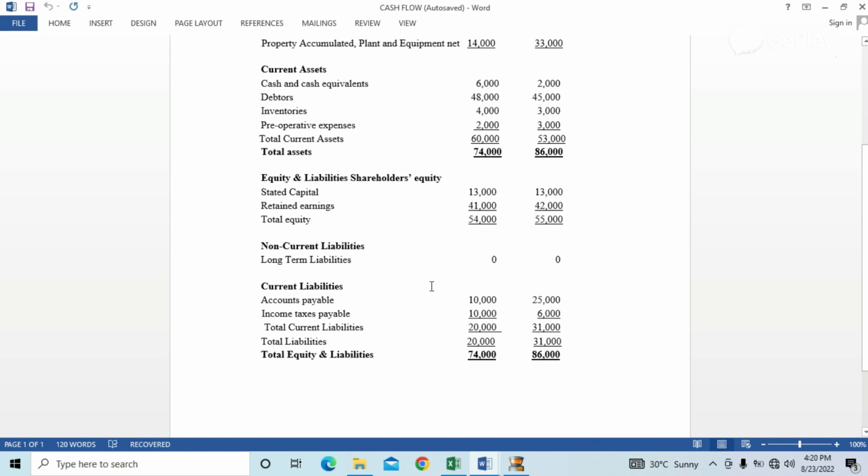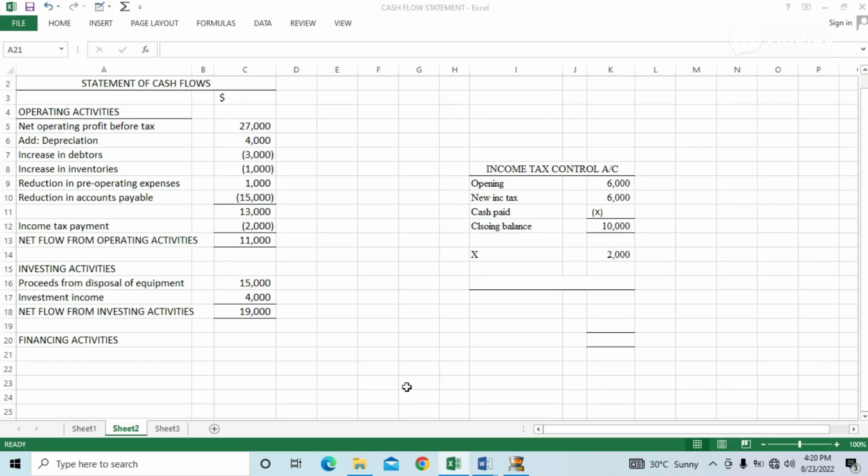For the long-term liabilities too, there is no change, 0. Where there is a change is a retained earnings. So we need to analyze and get the actual money that was actually paid or received through that segment. So the only financing activity that we get here is the retained earnings. So retained earnings, we need to do some control account.